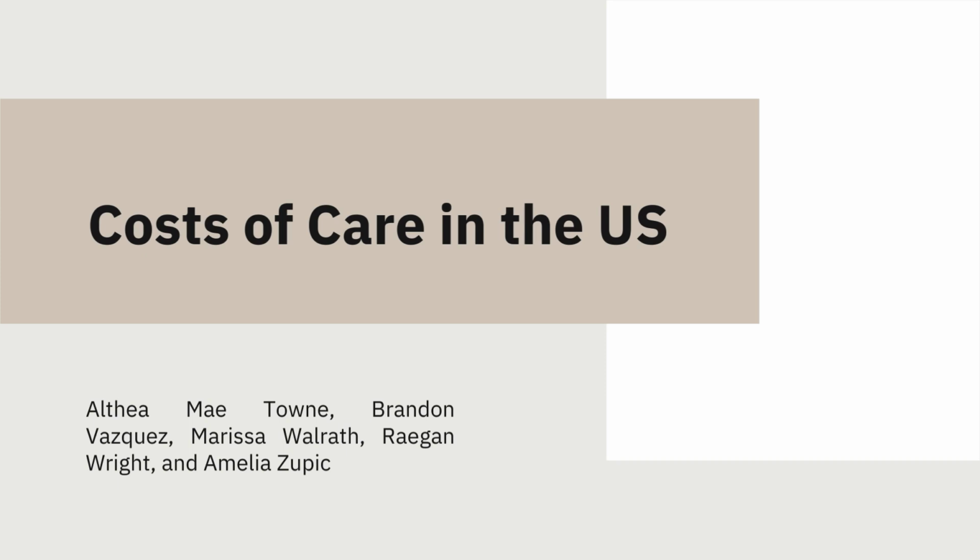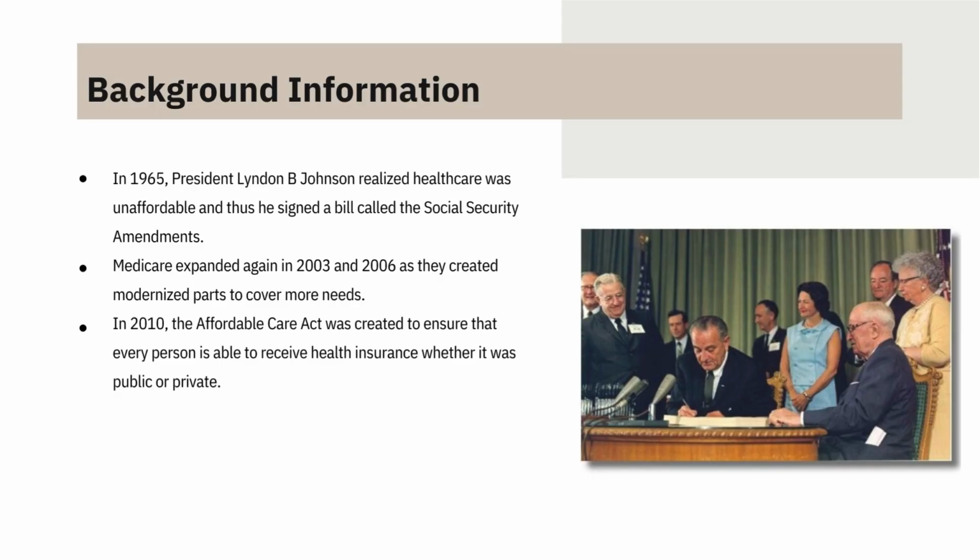Cost of care in the U.S. In 1965, President Lyndon B. Johnson realized healthcare was unaffordable and thus signed a bill called the Social Security Amendments. This led to the creation of a fundamental program tailored for individuals aged 65 and above, as well as another initiative offering health insurance to those with restricted income, supported by both state and federal funding.